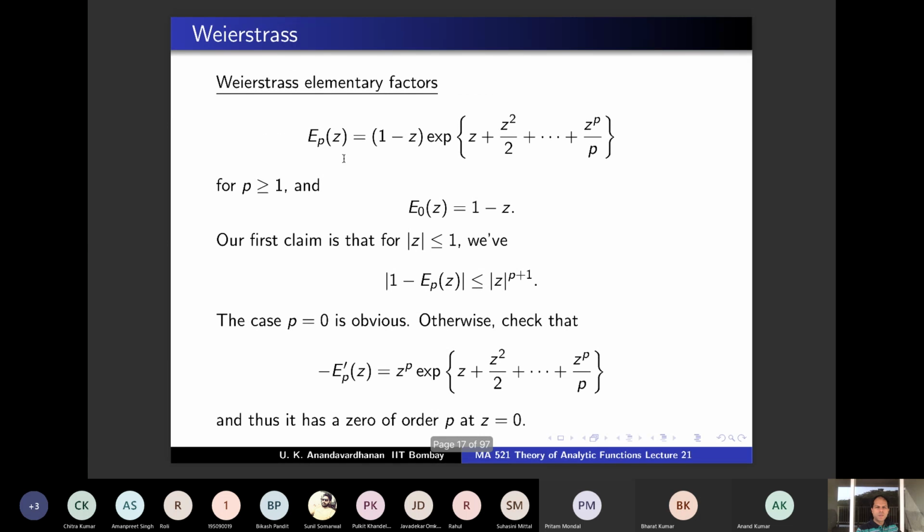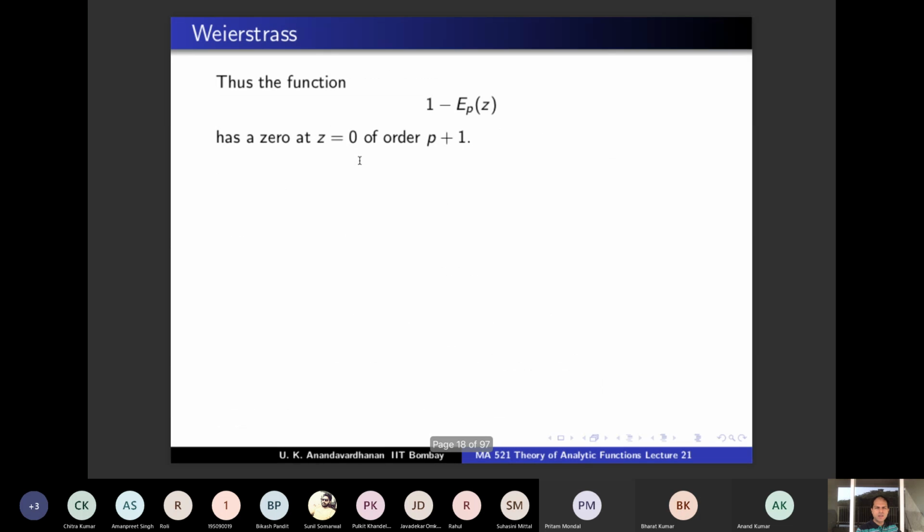What is E_p of 0? E_p of 0 is, this is 0. So exponential of 0 is 1 and 1 minus 0 is 1. So E_p of 0 is 1, right? And therefore 1 minus E_p of 0 is 0. So it has a 0 at z equal to 0. Right? This has a 0 at z equal to 0.